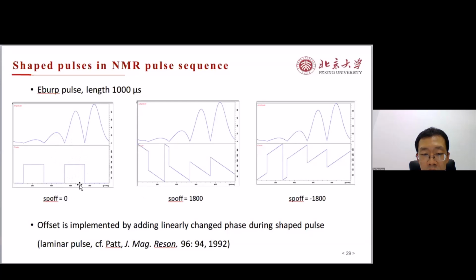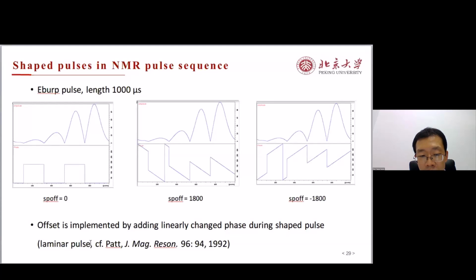The left side shows the amplitude and phase of this eBurp pulse at offset 0. If you have a non-zero offset, for example 1800, the amplitude is the same, but the phase now has a linearly changing component during the pulse. If it's minus 1800, it's just the opposite direction. The phase is linearly changed. So this is the typical way to add offset to shaped pulses.